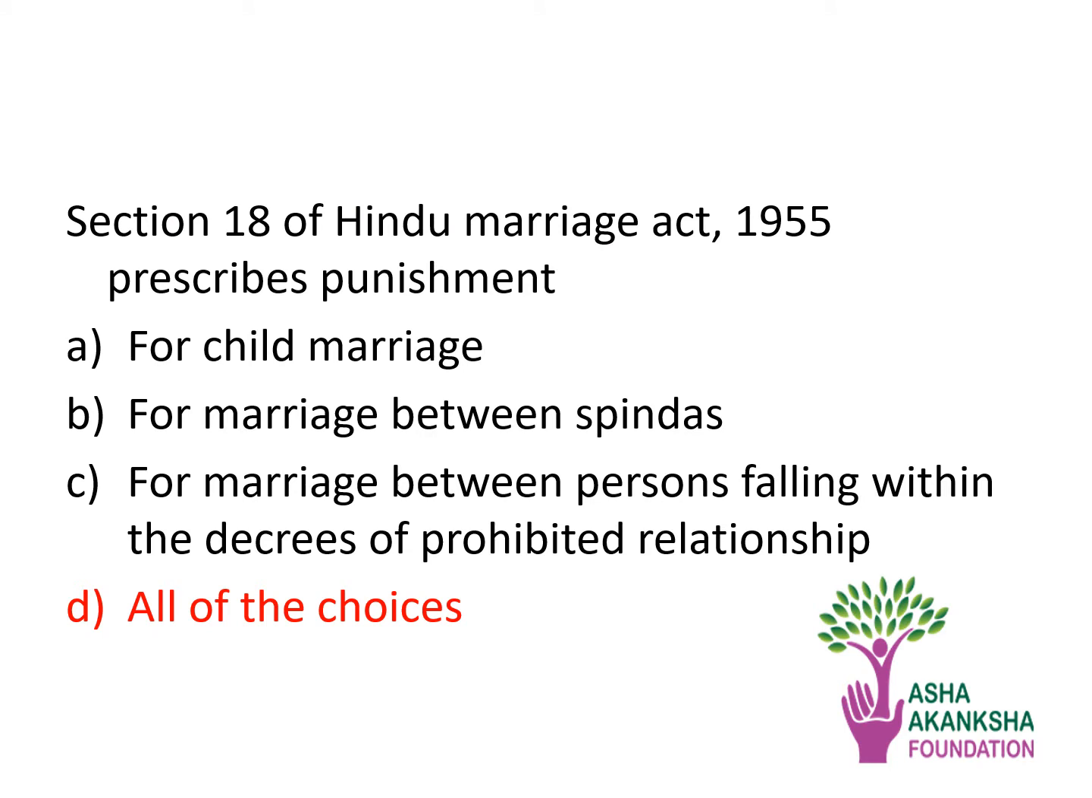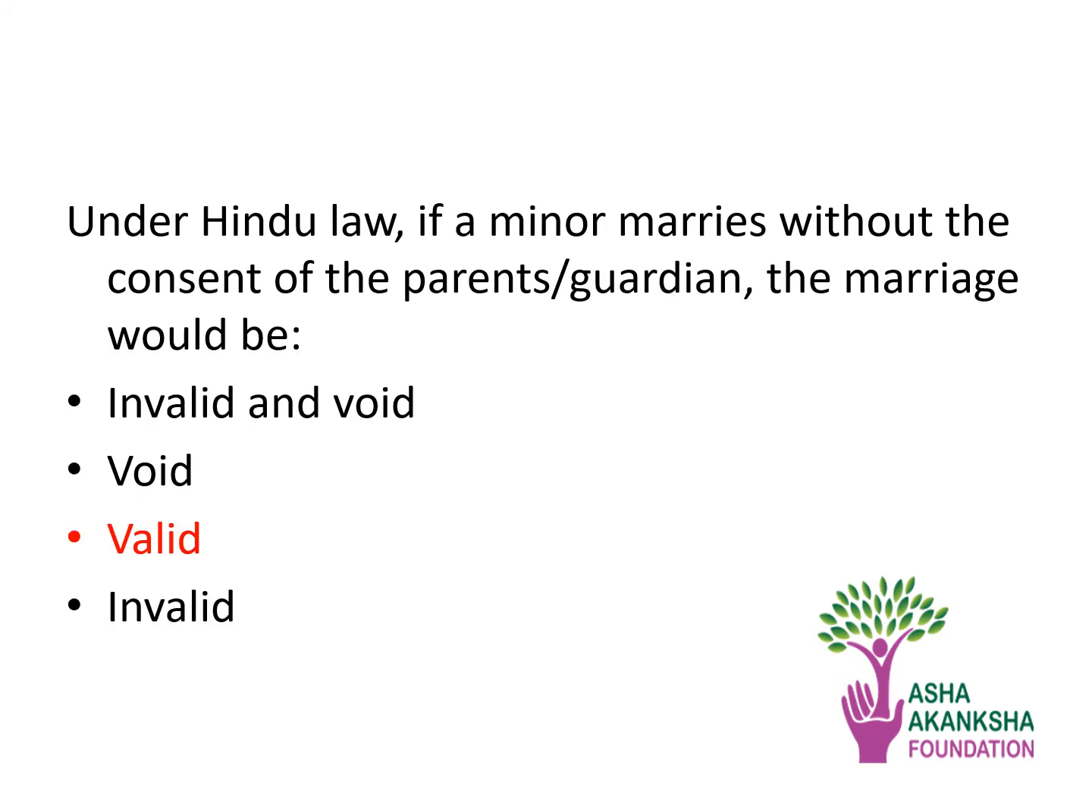Question, Section 18 of the Hindu Marriage Act 1955 prescribes punishment for child marriage, for marriage between sapindas, for marriage between persons falling within the degree of prohibited relationship. All these options are correct, so option D is right, that is all of the choices. Next question, under Hindu law, if a minor marries without the consent of the parents or guardian, the marriage would be valid.